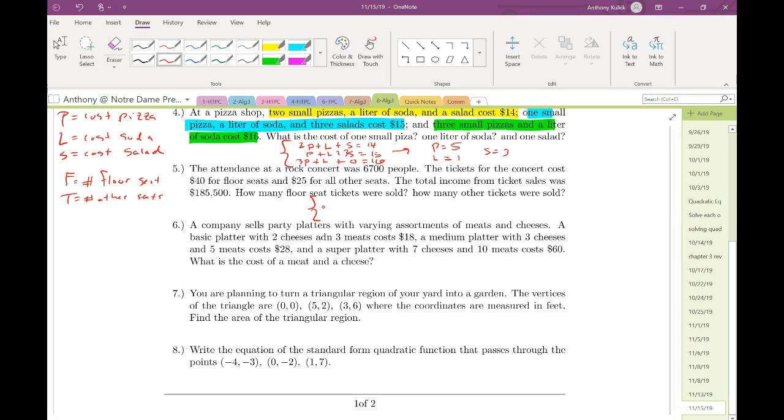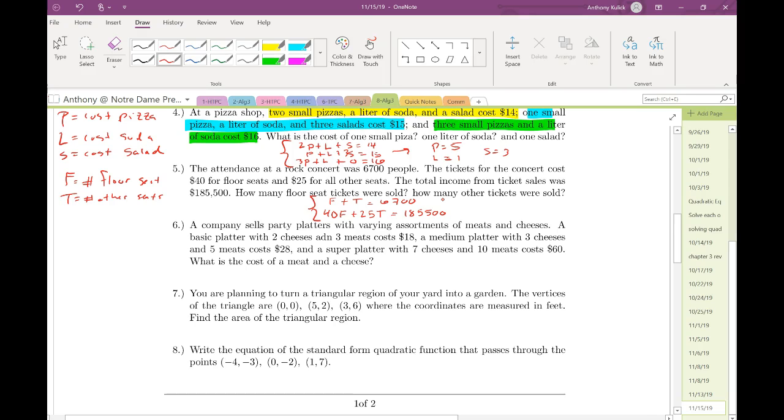All right. What's one equation we can write here? F plus T equals 6,700. Everybody good with that? Okay. What's the second equation? $40F plus 25T equals 185,500.